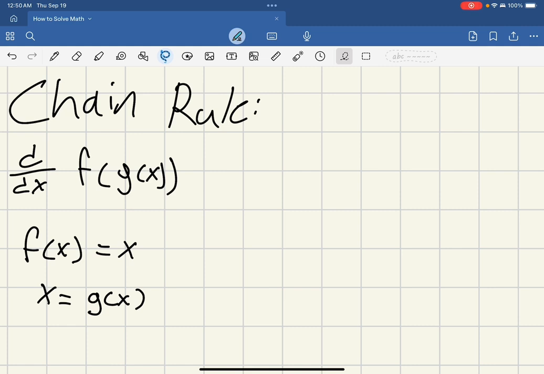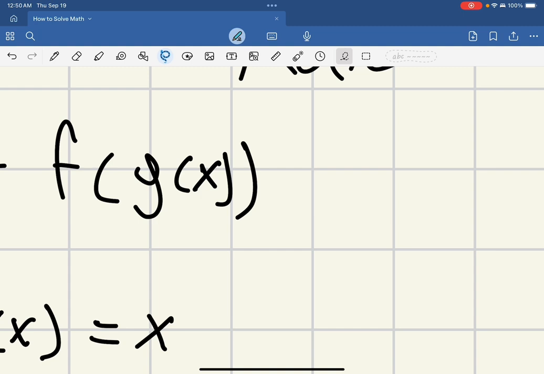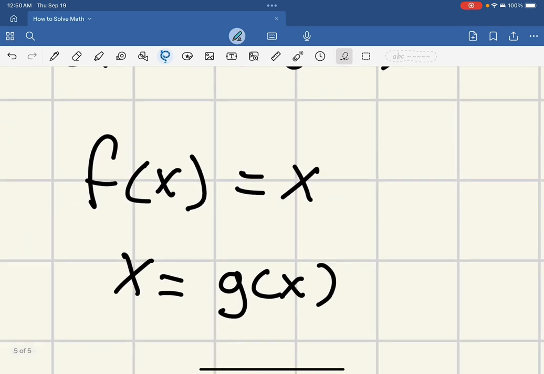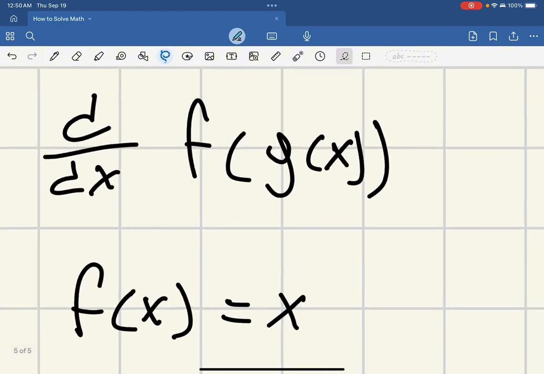Today we're going to be talking about the chain rule, derivatives, and AP Calculus. Say we have our original function right here, f of g of x. In this case, just to paint the picture easily, we're going to say that f of x is equal to x, and g of x is equal to x. I should probably switch these two around to make it look better, but anyways.